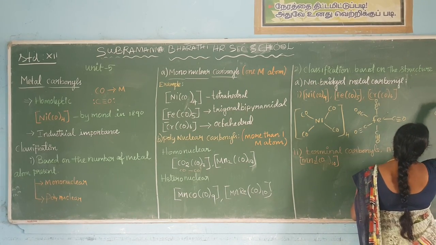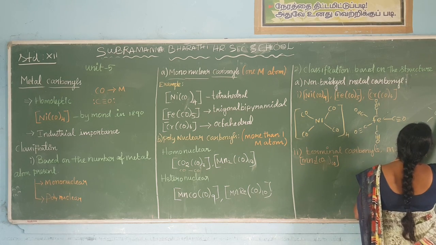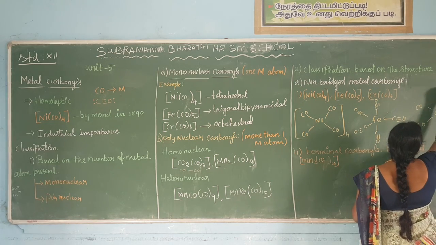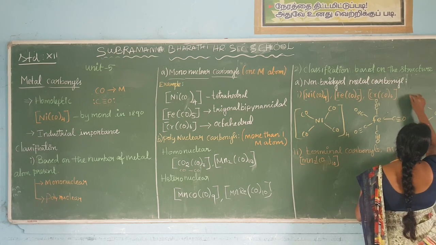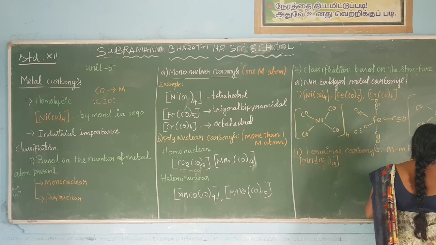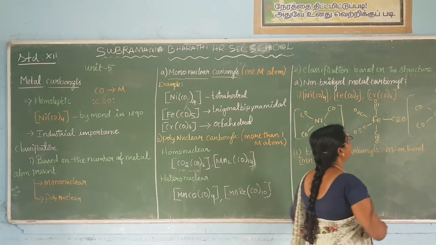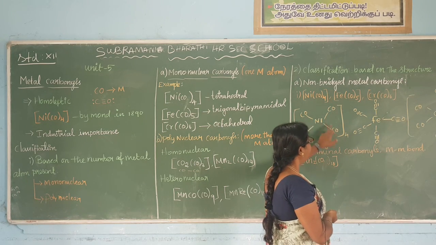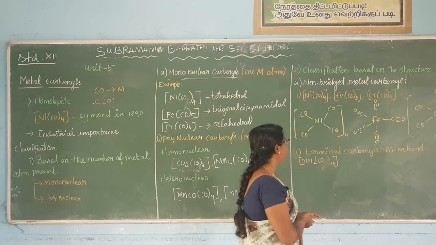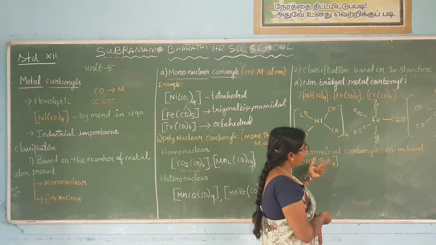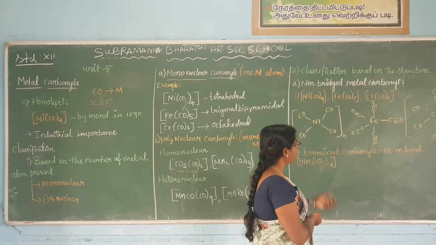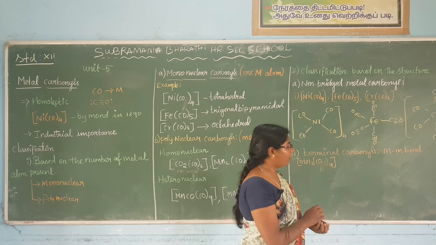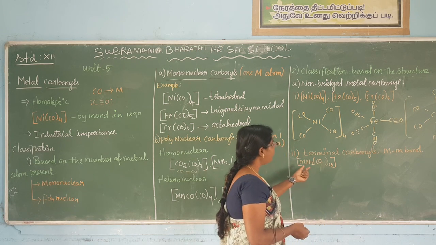So, chromium at the center. All the carbonyl groups I am writing. So, this is chromium hexacarbonyl. Okay. And this is also called terminal carbonyls because these carbonyls are attached to only one kind of metal. Then the next one is another case in non-bridged metal carbonyls, it will have the terminal carbonyls as well as the metal-metal bond. Okay.